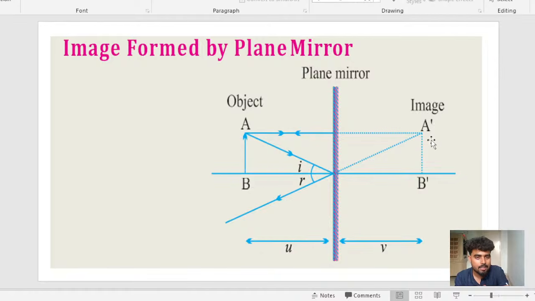Now the image is formed in the mirror, so it can be called A'B'. The distance from the mirror to the image is v. What is the distance from the mirror to the object? It is u. What is the distance from the mirror to the image? It is v. To keep it simple, object distance is u, image distance is v. That's all. Remember it in your mind.